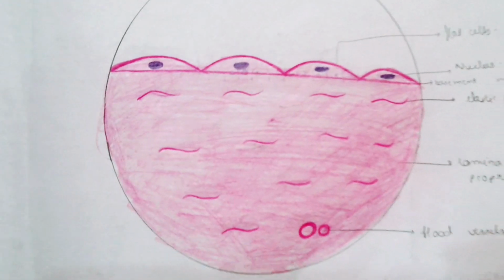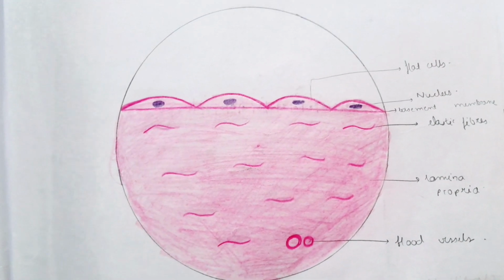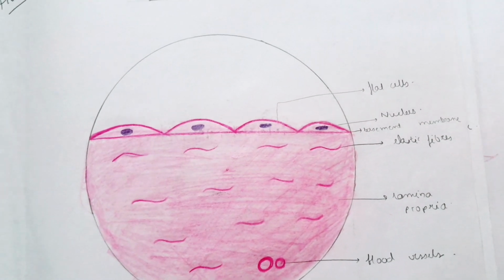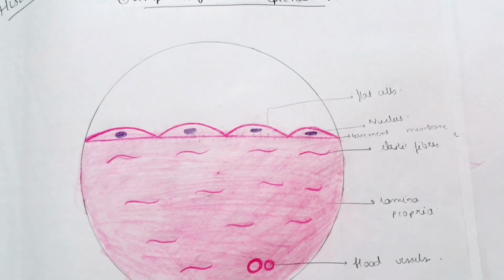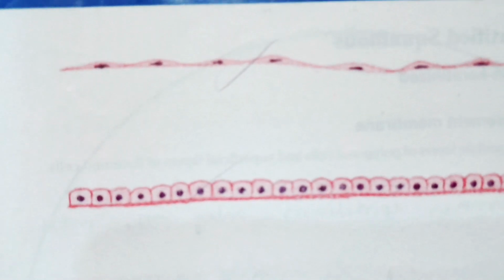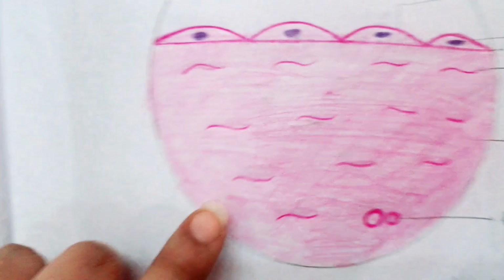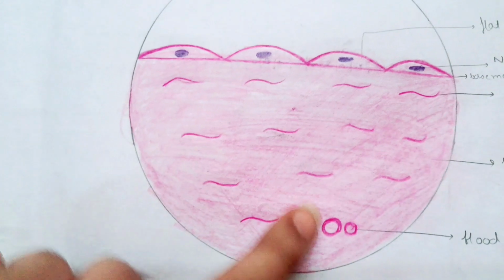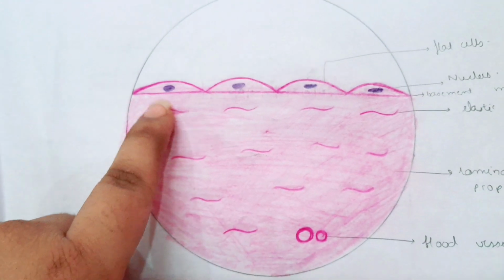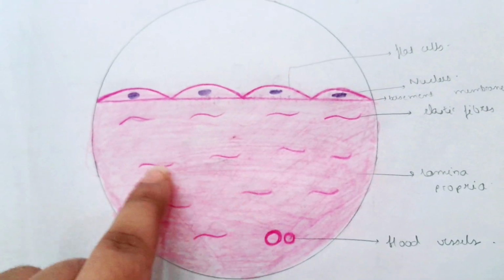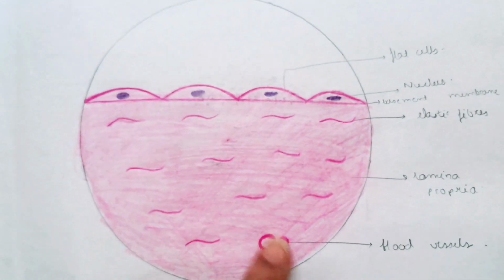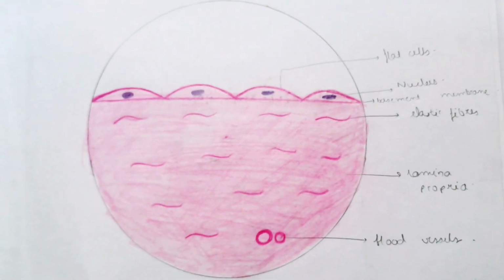First, we need to draw the flattened cells. We need to draw a middle line, and that's known as the basement membrane. And we need to draw flattened cells like this on the basement membrane. And we need to color down with the eosin pencil. This is lamina propria. And we need to draw these fibers. These are known as elastic fibers. And down we can draw the blood vessels.